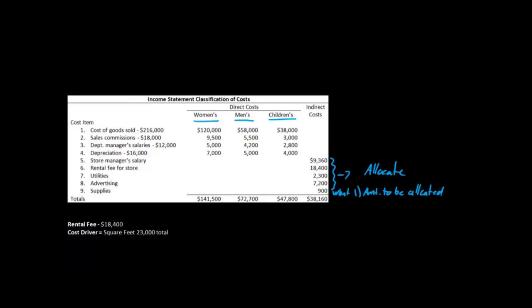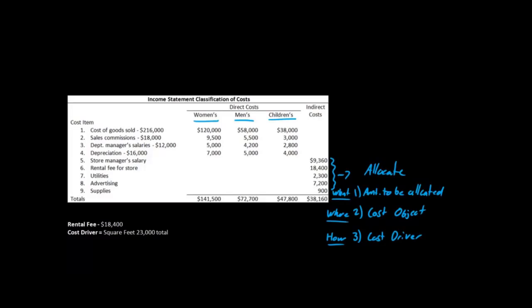Then once we decide the what, we have to decide where we are going to allocate it. So next is the where. Where will we allocate the cost? Where will we allocate this whole indirect cost? And we will do that to the cost object. We will allocate it over there. And in this example, we have three cost objects. It's the women's department, the men's department, and the children's department. So the cost object is just what it is you're trying to figure out how much it costs. It could be a product, it could be a service. In this case, it is the three departments.